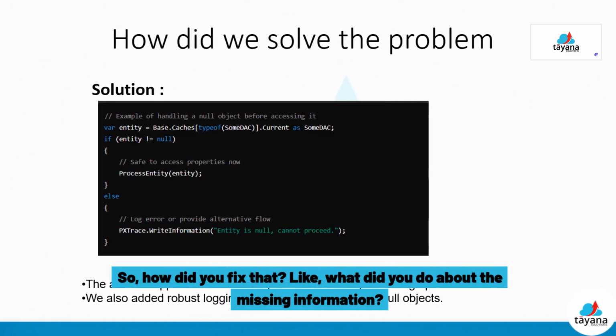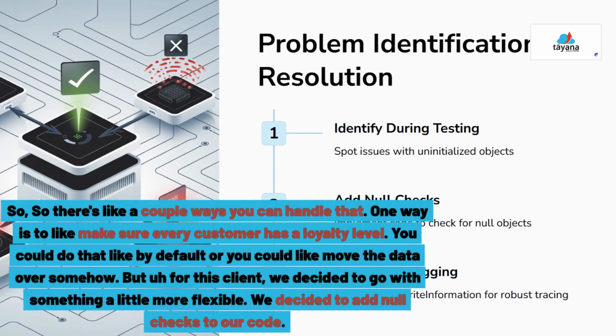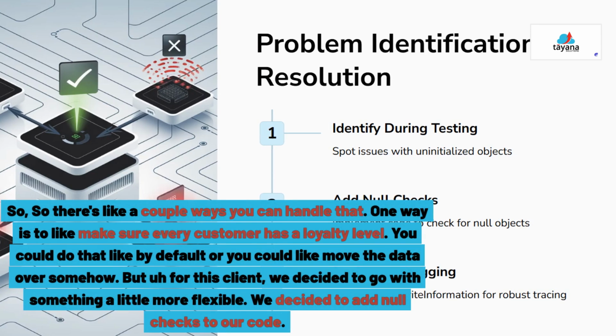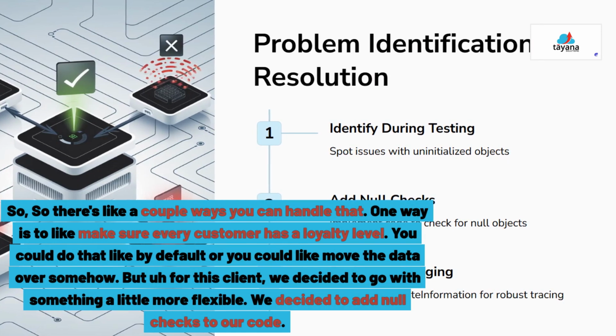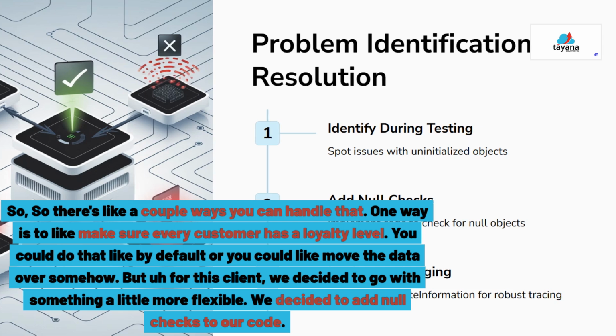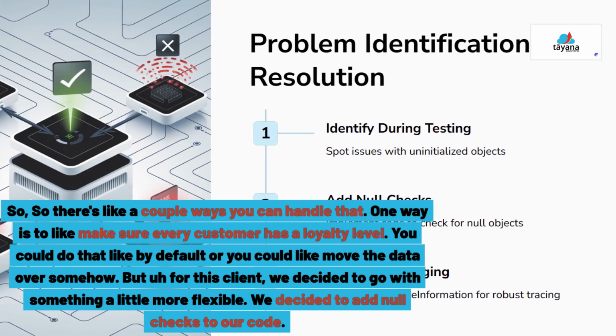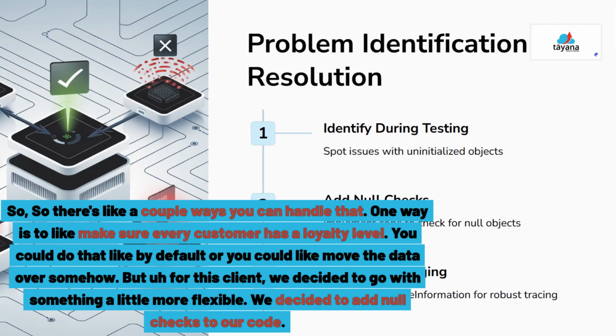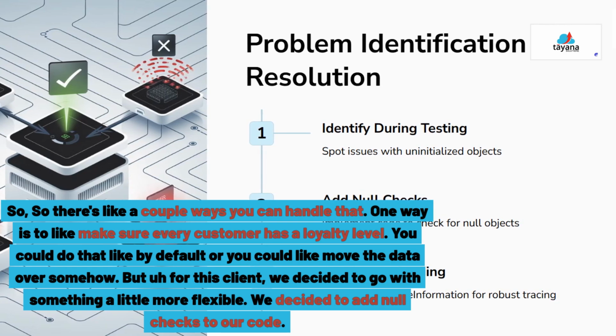What did you do about the missing information? There are a couple of ways you can handle that. One way is to make sure every customer has a loyalty level. You could do that by default, or you could move the data over somehow. But for this client, we decided to go with something a little more flexible. We decided to add null checks to our code.